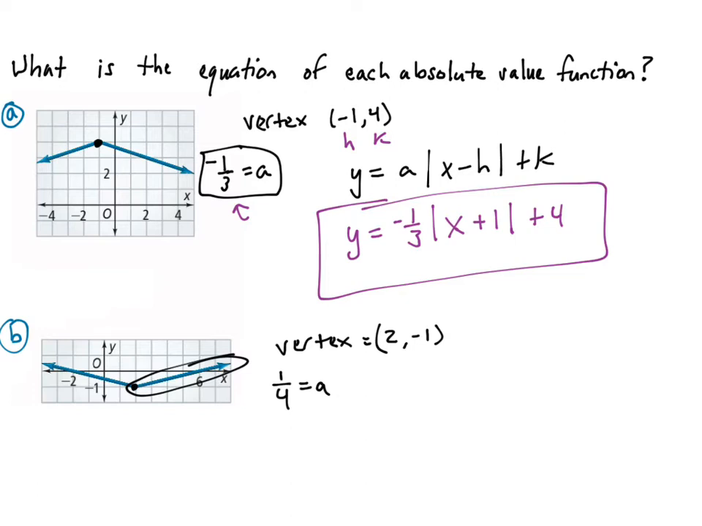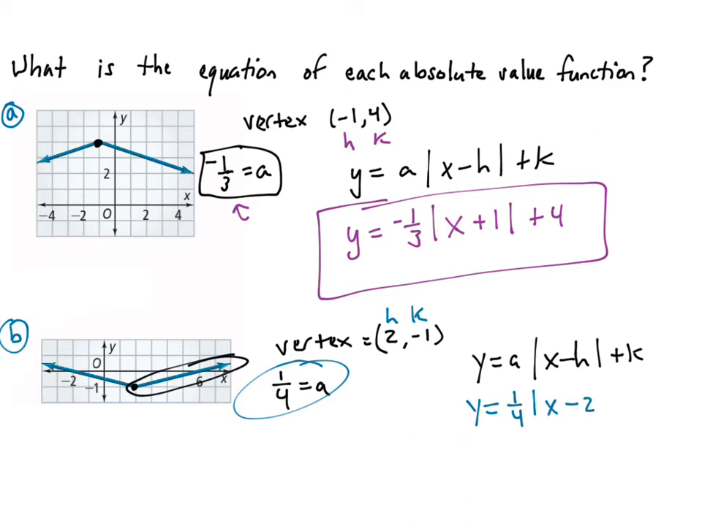We go back and remember the general form, y equals a times the absolute value of x minus h plus k. Then we just plug in those values. We've got h, we've got k, we've got a. So y equals 1/4 times the absolute value of x minus 2, minus 1. And this is your equation for your absolute value function.